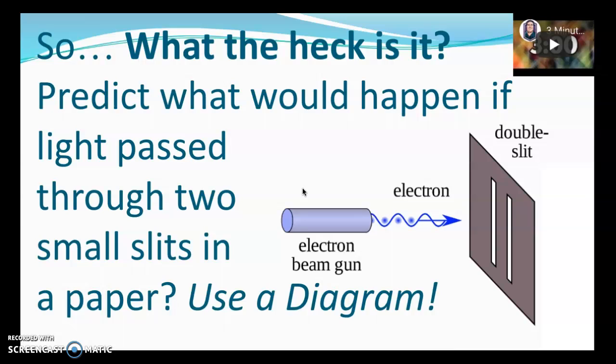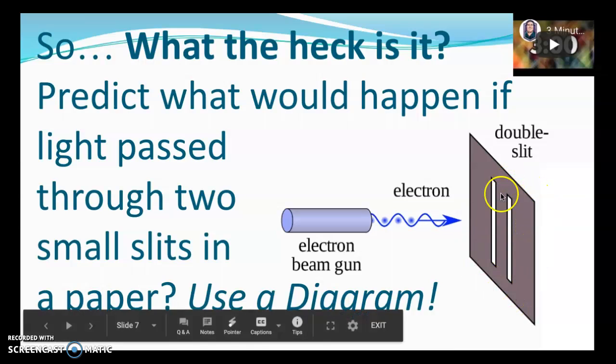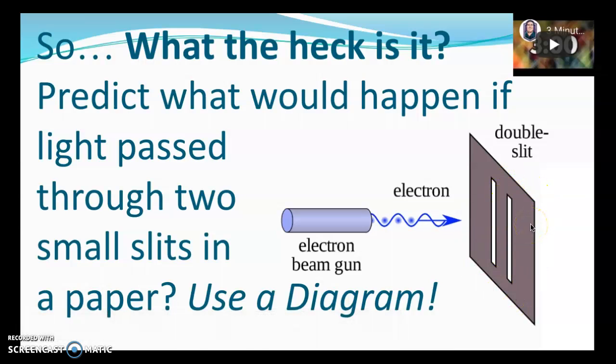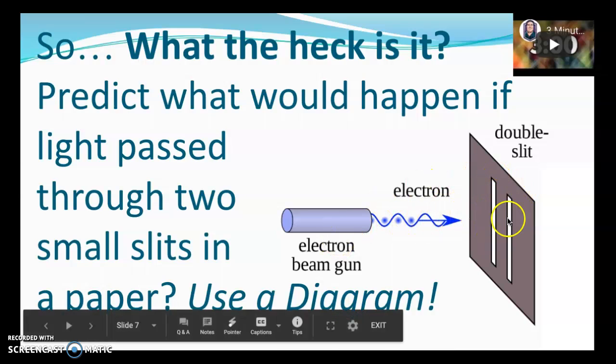So, this has been done with a couple different things, but in this experiment, electrons, he shot the electrons through this piece of paper, we'll call it, with two slits in it. Now I want you to imagine for a second, what would the piece of paper behind this piece of paper look like? What would that look like? If you were shooting light through these two slits here, what would the paper behind it look like?